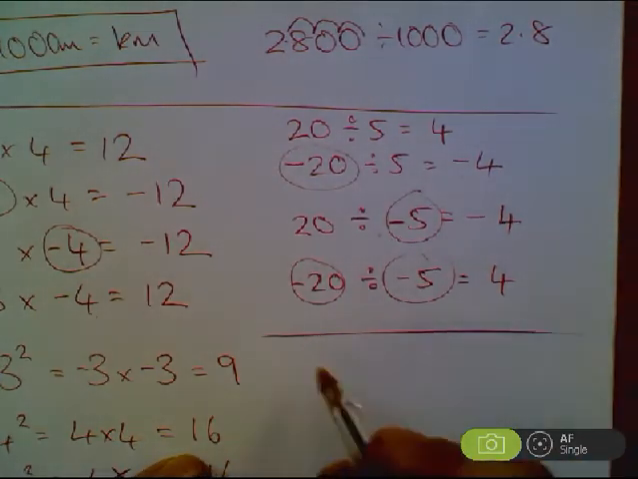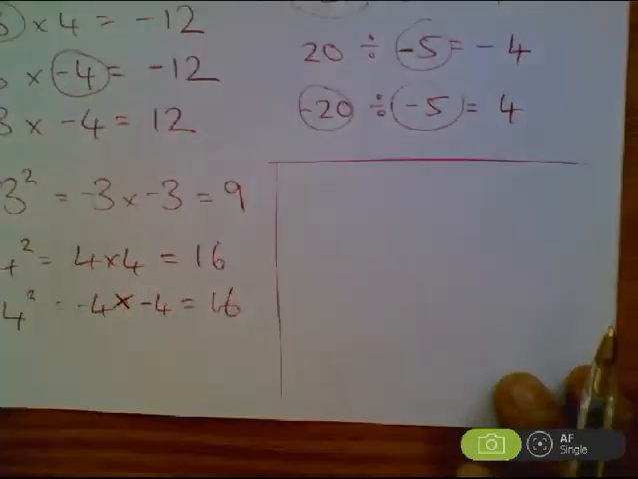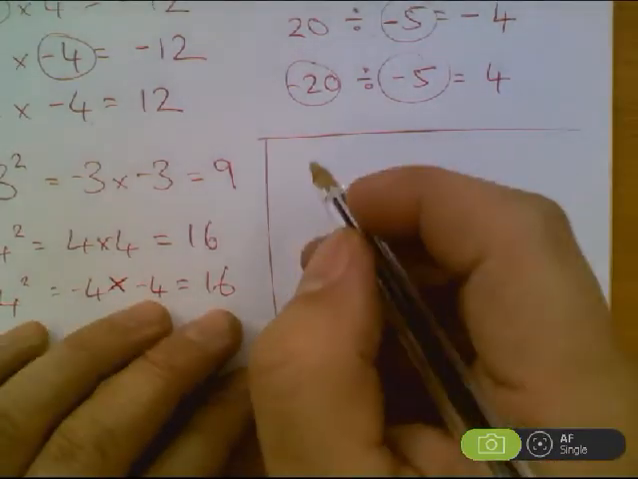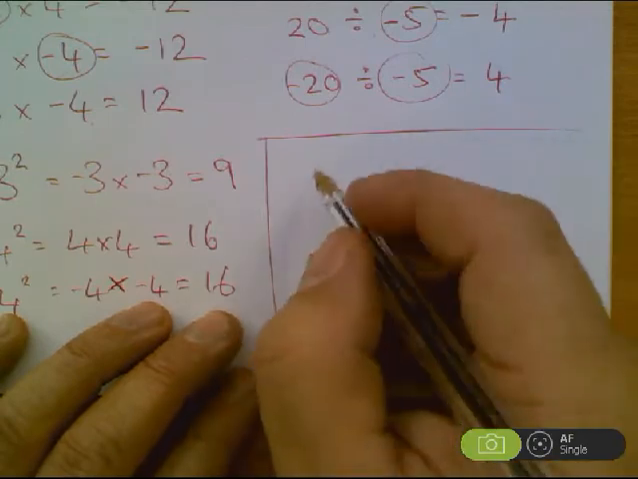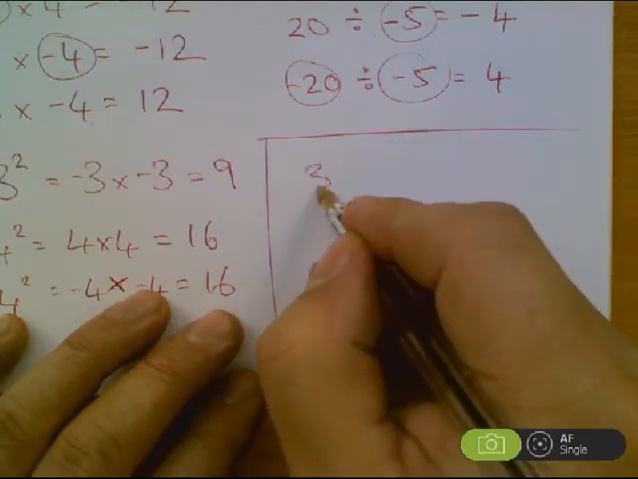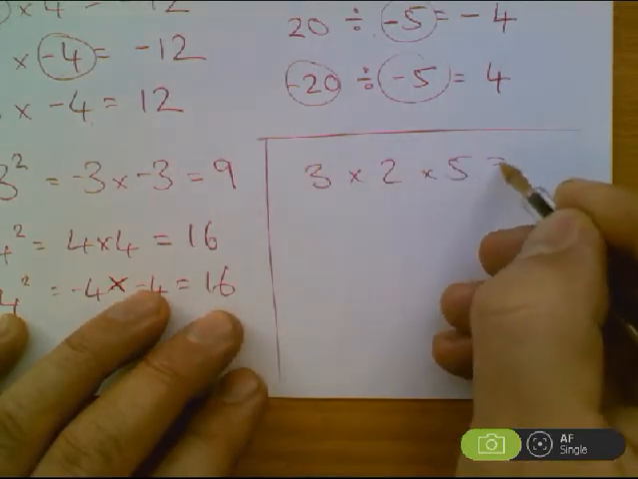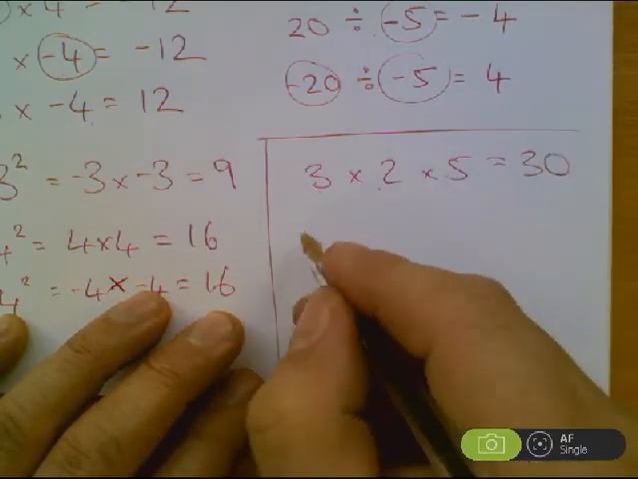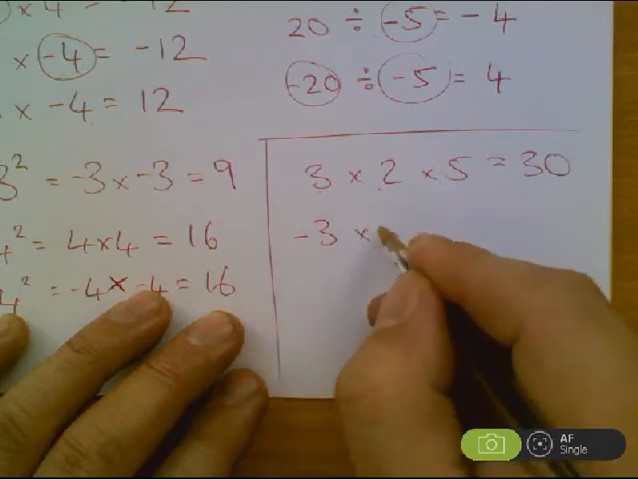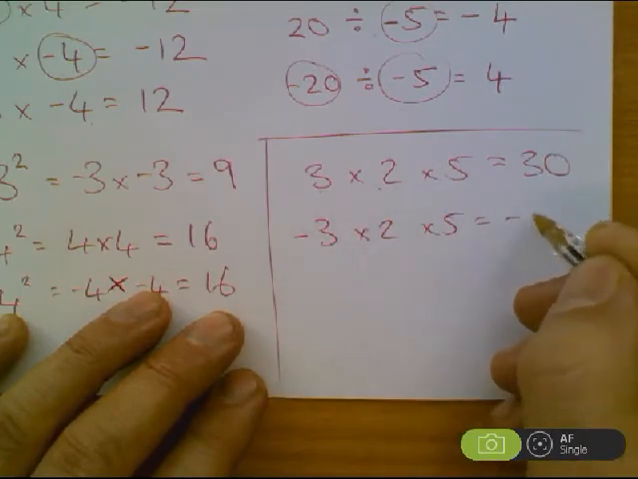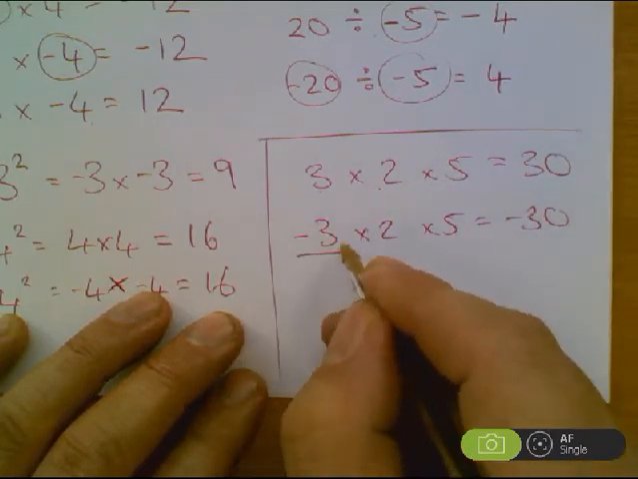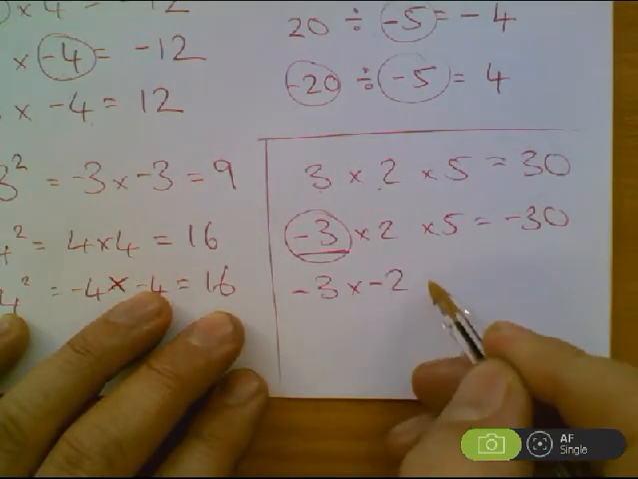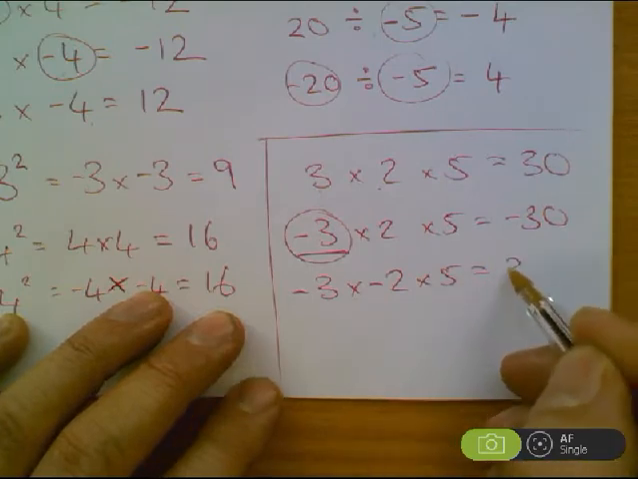Now this rule applies just to multiplication and division. I should probably illustrate as well. If there's a chain of numbers to multiply, for instance 3 times 2 times 5, so that's 3 times 2 is 6, times 5 is 30. Same rule: if one of them is negative, like this, then I get a negative answer. There's my negative. If two of them are negative, just like before, I'll get a positive answer.